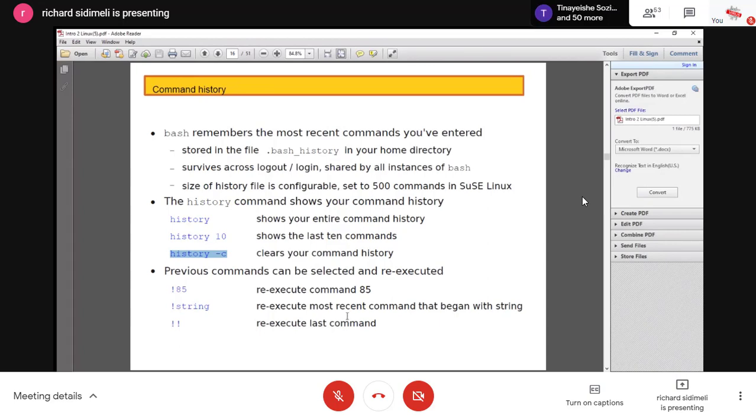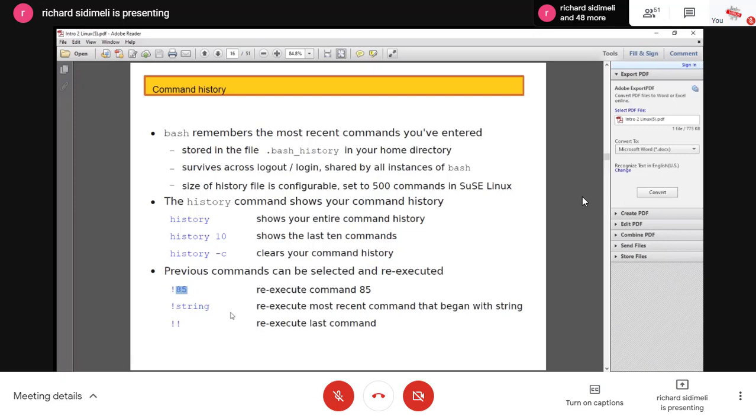I will look at some of these very interesting things next week, and I want you to be aware of, if Linux is going to be asked, these are very common questions to ask. Previous commands can be selected and re-executed by using this. So you can actually say re-execute command 85, which means if there's a listing of history up to 85, you can say re-execute the command 85, and then it will be executed.